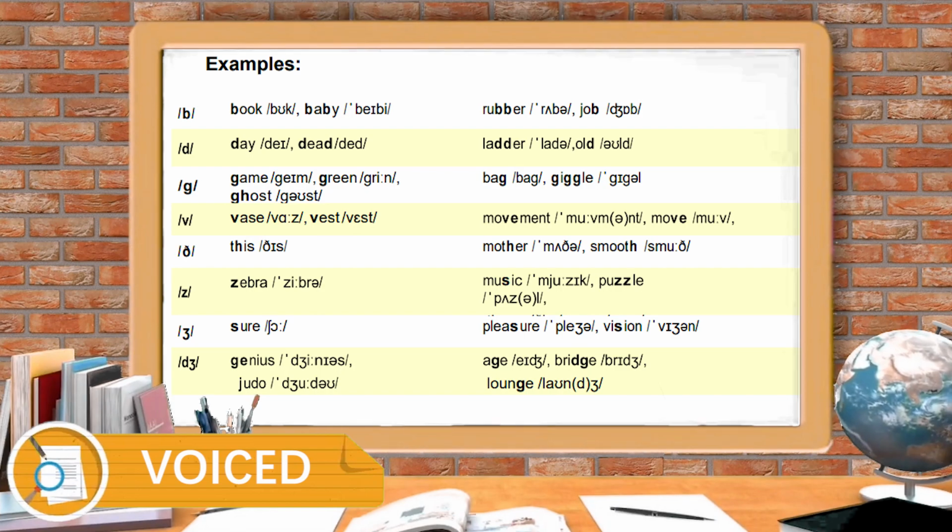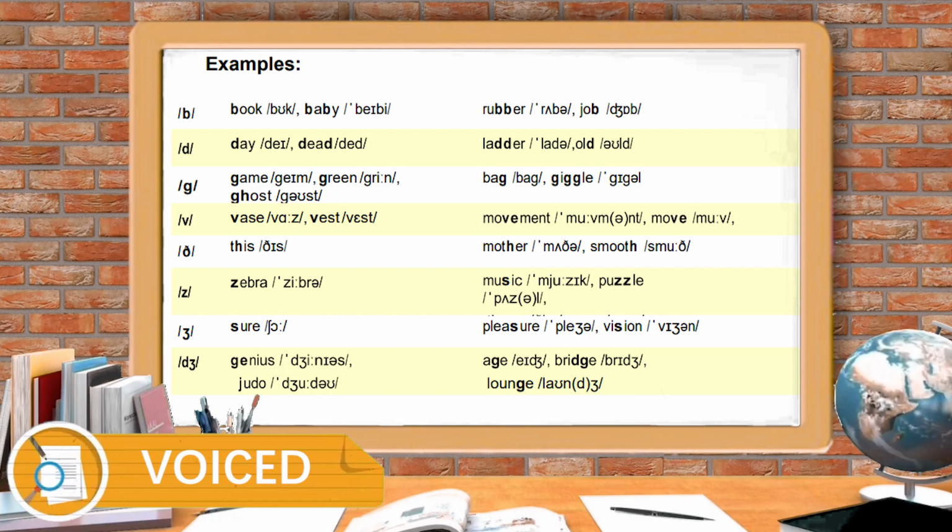And these are the examples of voiced sounds. First one, there is B, for book, baby, rubber, and job. And then there is D, for day, dad, leather, and old. And then G, for game, green, bag, and jingle. And then V, for face, pass, movement, and move.